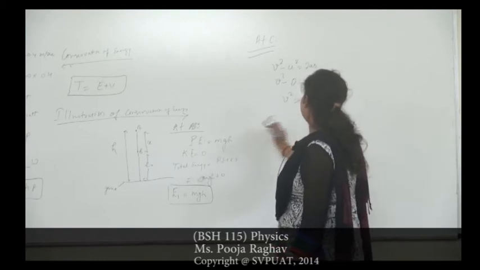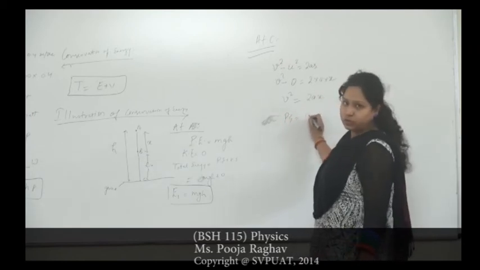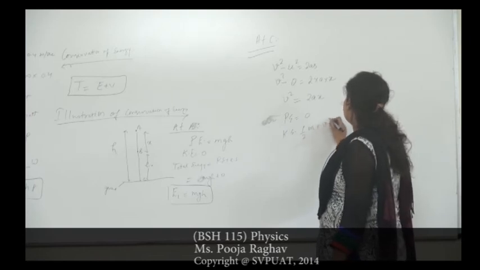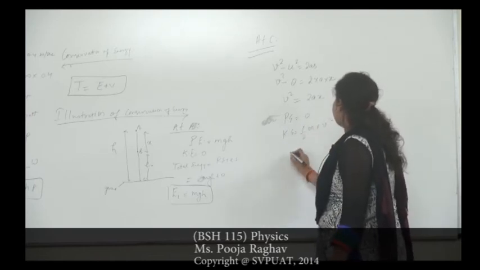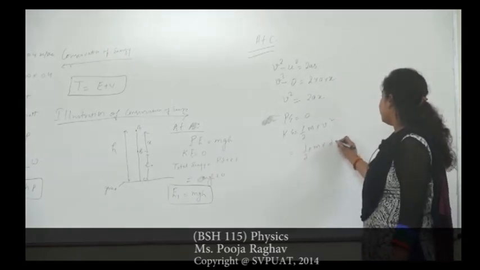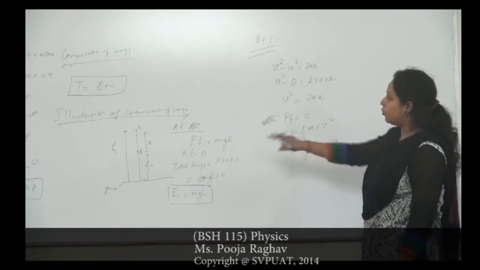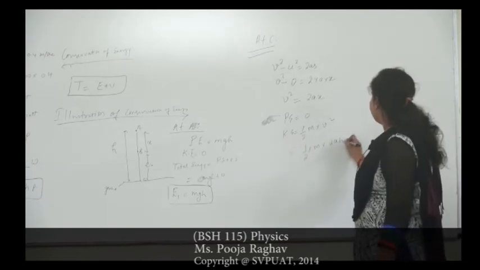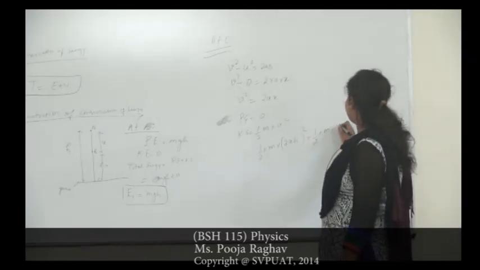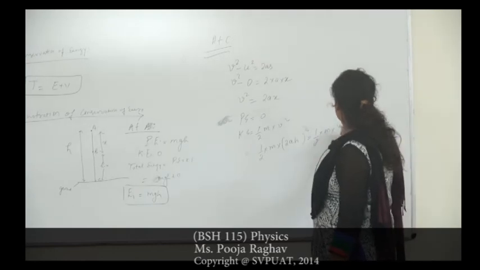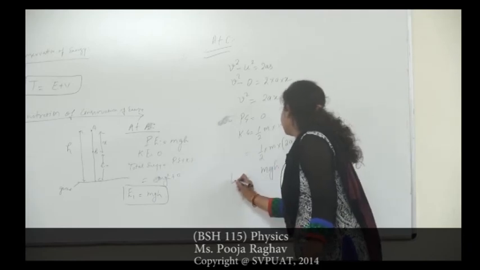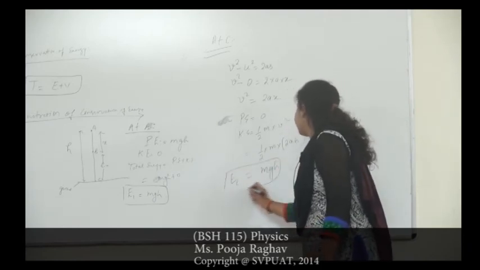At point C, the potential energy equals 0 and the kinetic energy is half m v square. Half into m into, here v square is 2a into x, where x is equal to h at point C, that is half into m into 2ah, that is cancel out, the answer will be mgh. E2 equals mgh.